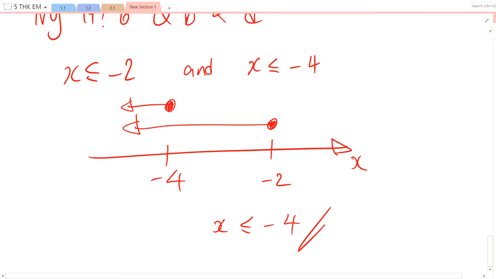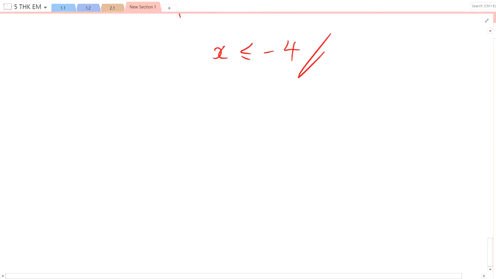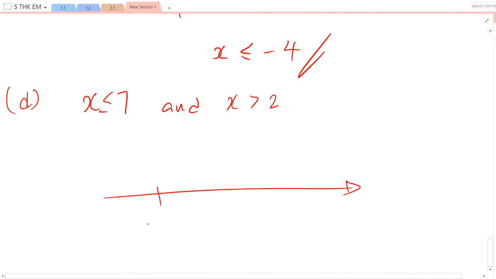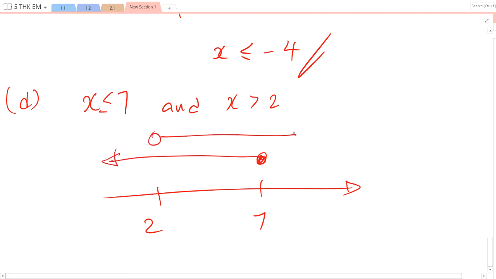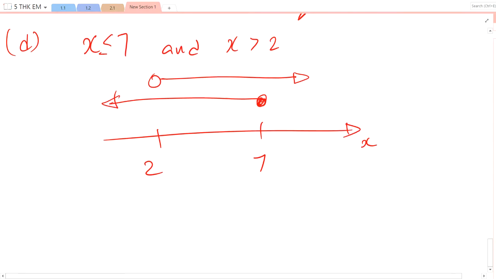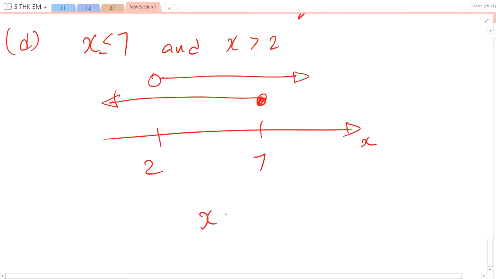Okay, all got that. Then for part D, we've got x is less than or equal to 7 and x greater than 2. Let's draw a number line again. 2 and 7, x is less than or equal to 7. x is greater than 2. Therefore, x must be, so you see, I am not going to include the value 2.